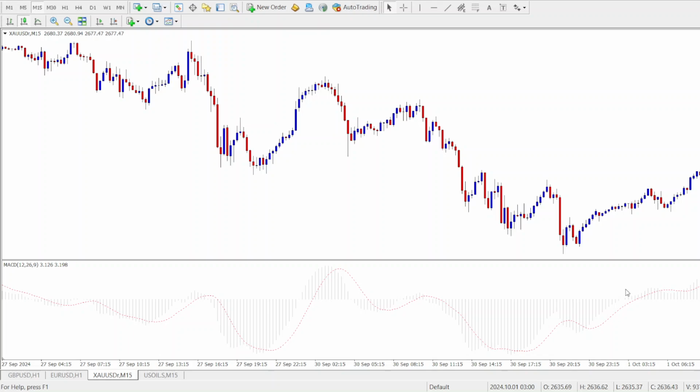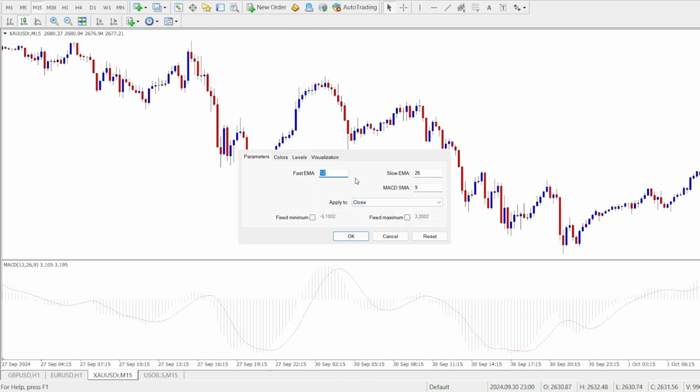So first of all, for fast-paced intraday markets, you might want to tweak the default MACD settings to make them more sensitive to quick price movements. The default settings are 12, 26, and 9: 12 for the fast EMA, 26 for the slow EMA, and 9 for the MACD SMA.